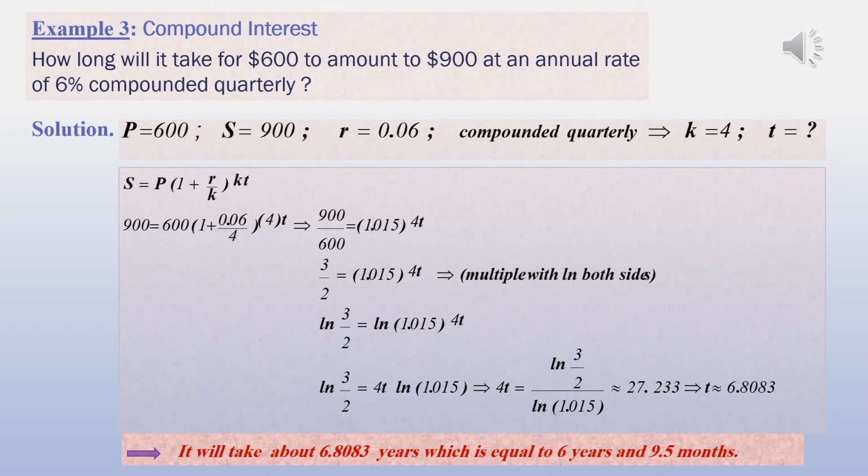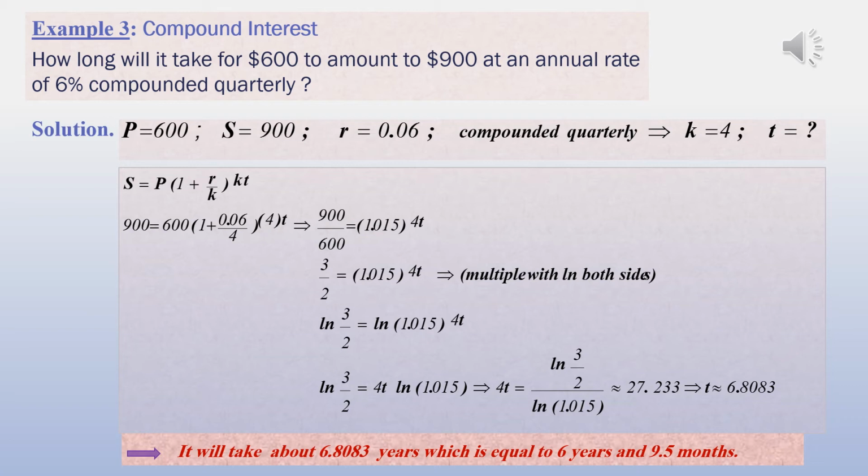Example 3. Compound interest. How long will it take for $600 to amount to $900 at an annual rate of 6% compounded quarterly? From the problem, we get the information: P equal to 600, S equal to 900, R equal to 6%, which is 0.06, and K equal to 4 because it is compounded quarterly.